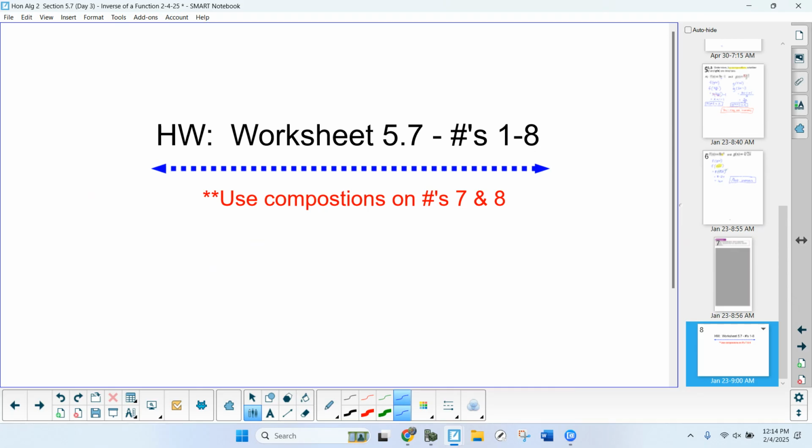Your homework. You do have to graph numbers 5 and 6. And you're only doing through 7 and 8. For 7 and 8, you have to show composition, so you might need a separate paper for those. Other than that, you've got the rest of class time to get started.